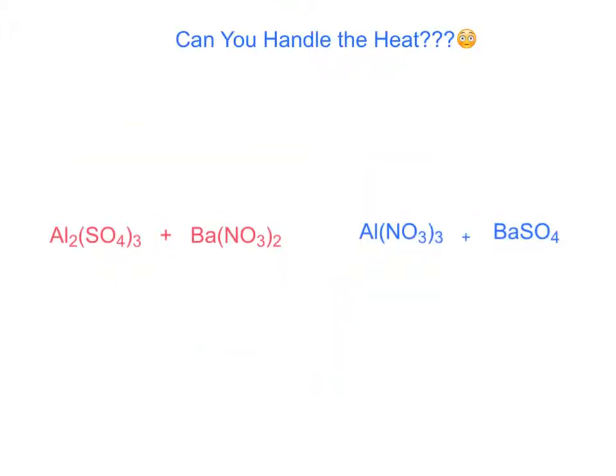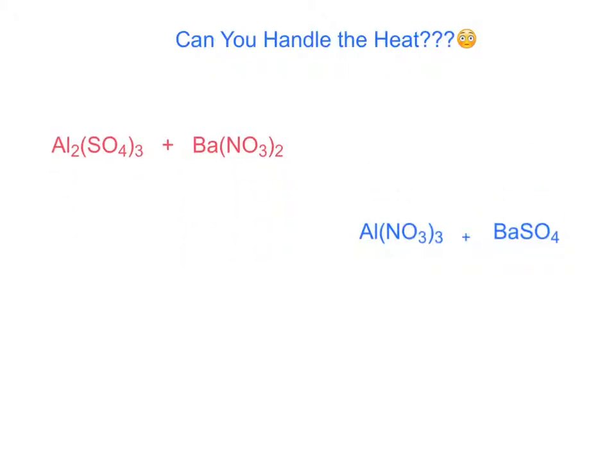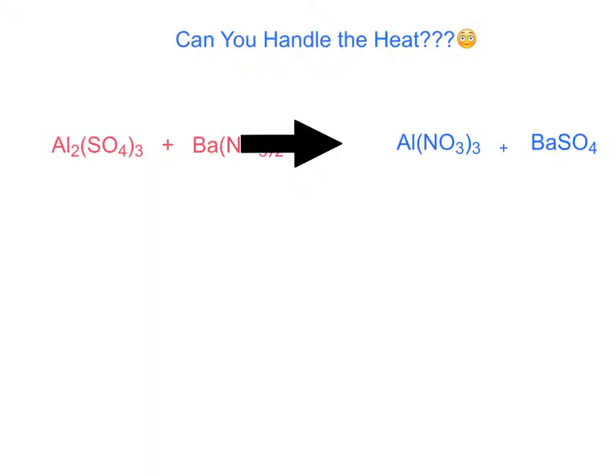A little bit harder, and I'm wondering if you can handle the heat of this one, because this one's going to be tricky. Again, I keep drawing on myself, and I just don't know why. Let's not do that anymore. We have the reactants on one side. We have the products on the other. We're going to create an arrow between them.